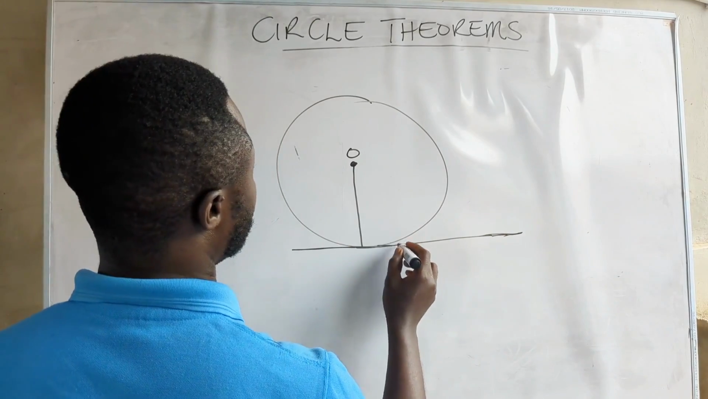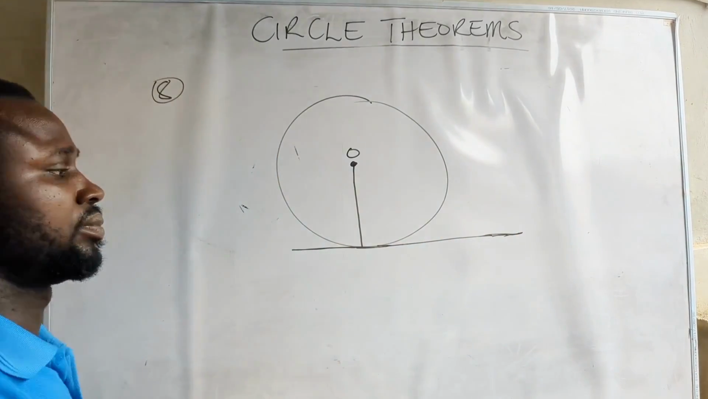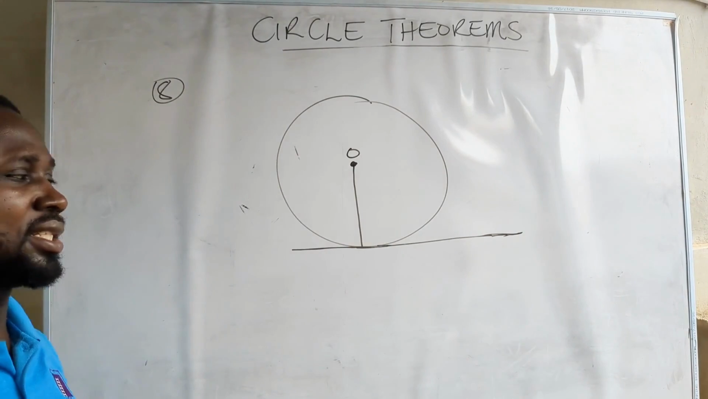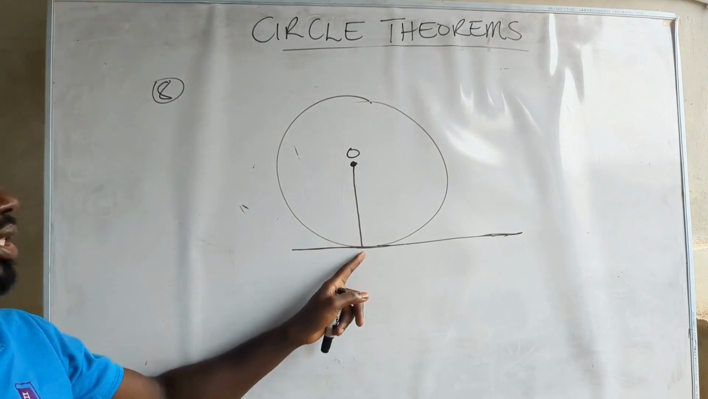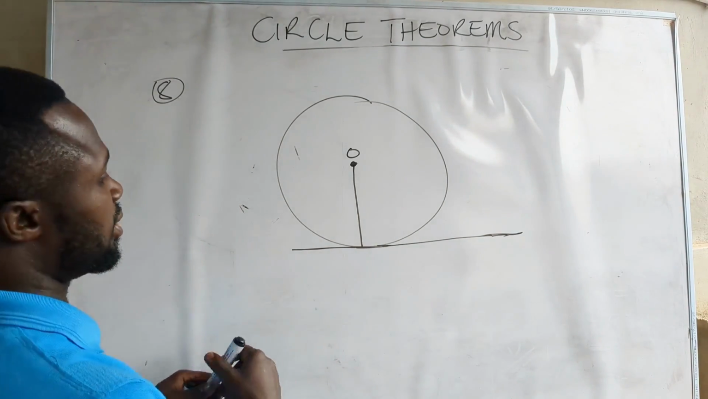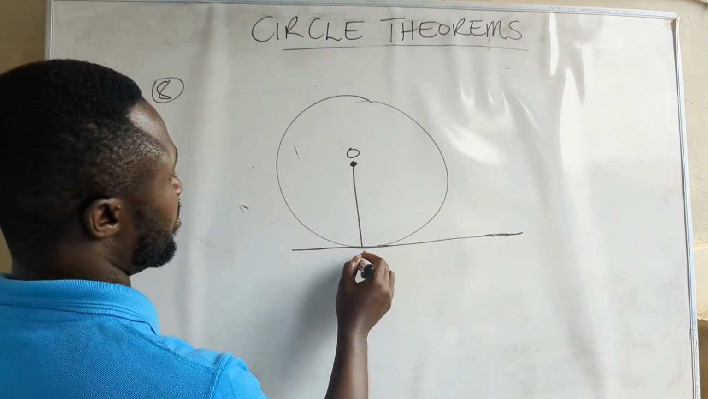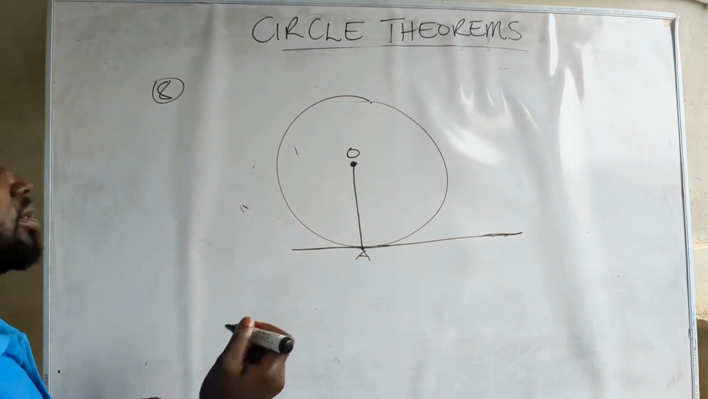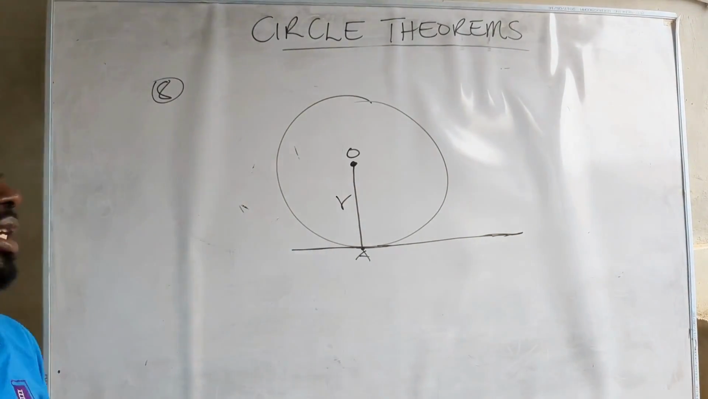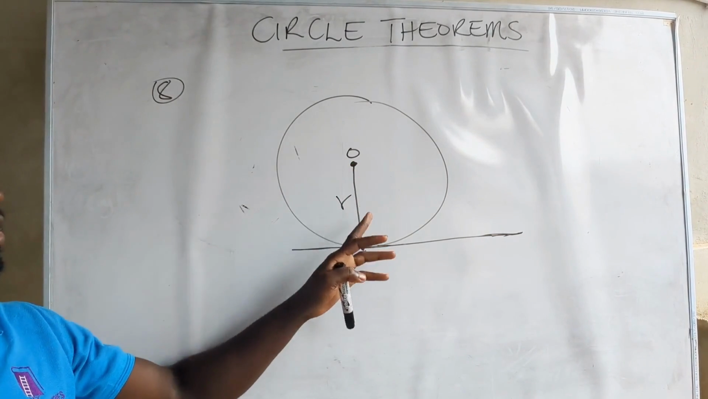So this is my tangent. What is a tangent? A tangent is a line that touches a circle at a point. The tangent touches, it is tangent to the circle at, let's say, the point A here. So this is a radius. What we are saying is that a radius is perpendicular to what?